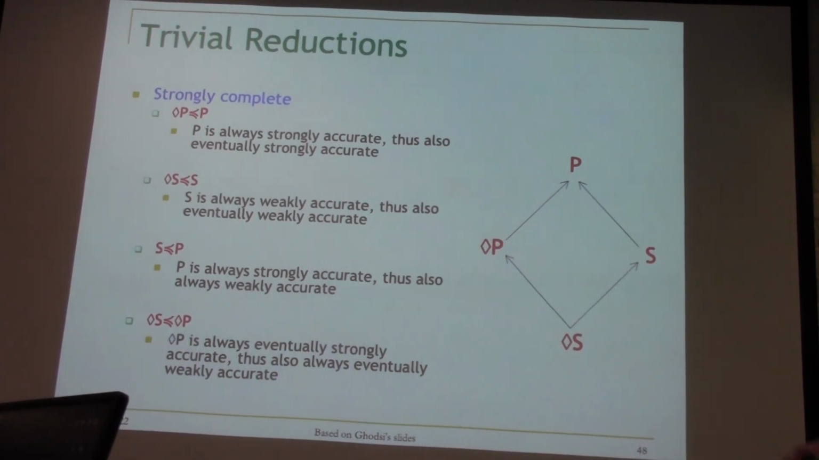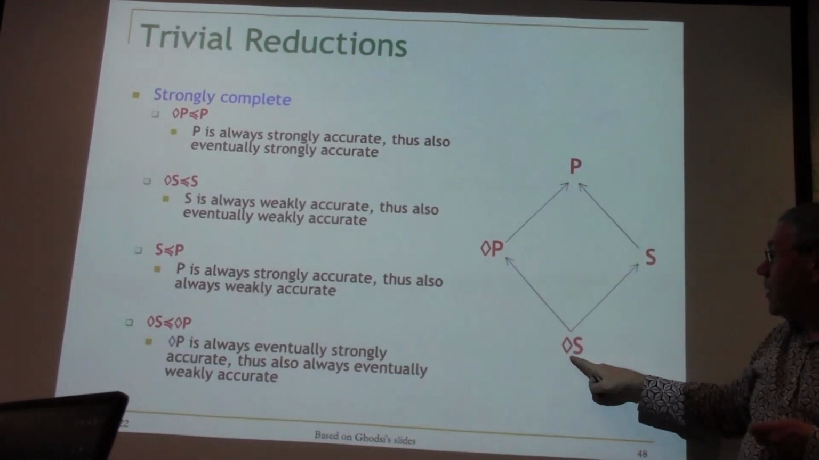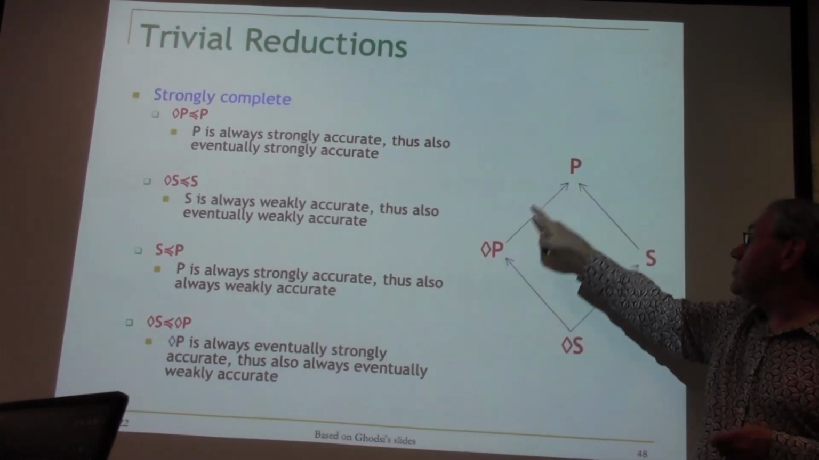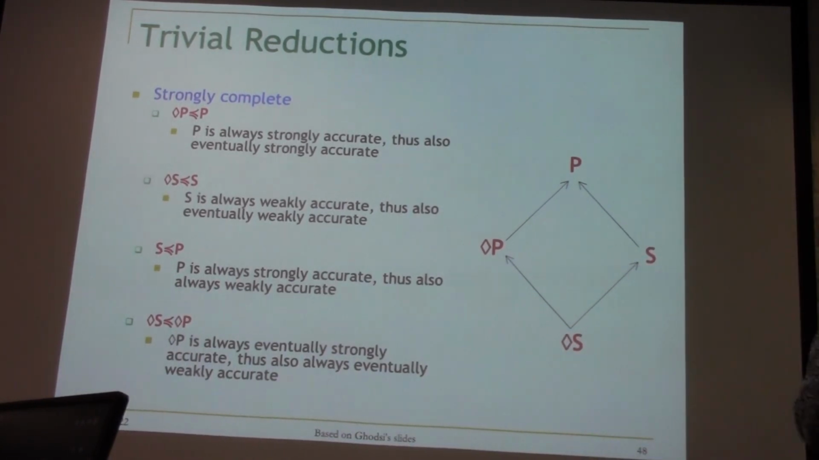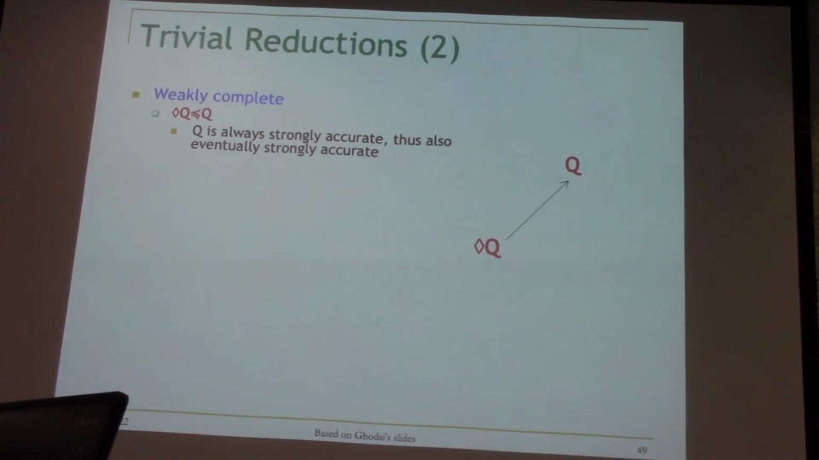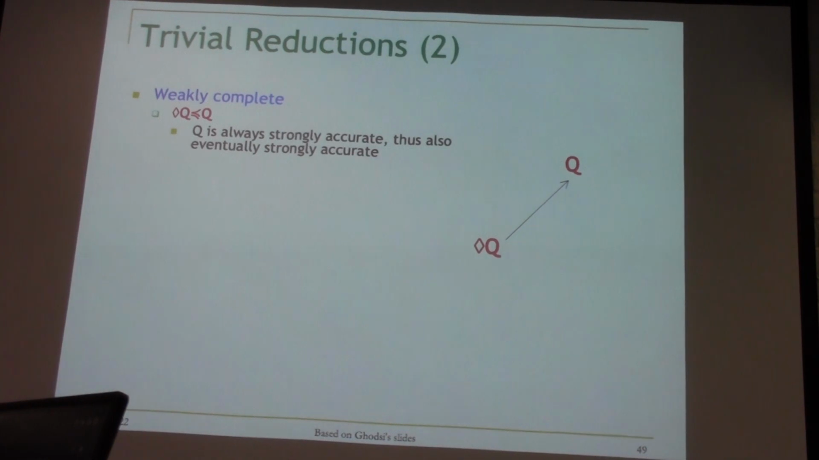So these four are connected like this. P is the strongest, and eventually S is the weakest. These are the two most important ones, but these two, they sometimes come up. Sometimes we have these privileged nodes. Now we have the weakly complete ones, where only one node sees the crashes. Okay, these weird ones. So again, we can go from eventually to not eventually.